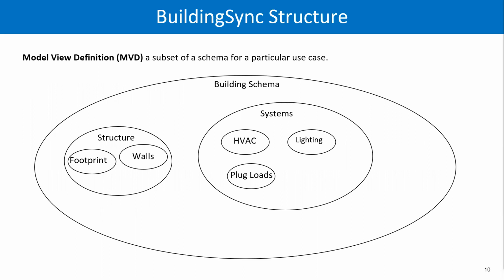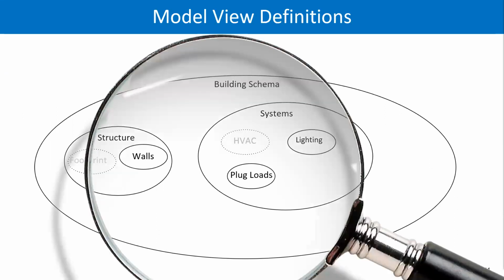Another term I've seen used in the buildings domain is model view definition, which is kind of like a lens into a schema or structured data. Here we have a simplified version of our schema. We have the building, it has structures and systems, and they have sub-elements as well. Next slide, please. An MVD might be, like I said, a lens. So we only care about certain parts for a particular application or use case. Next slide, please.